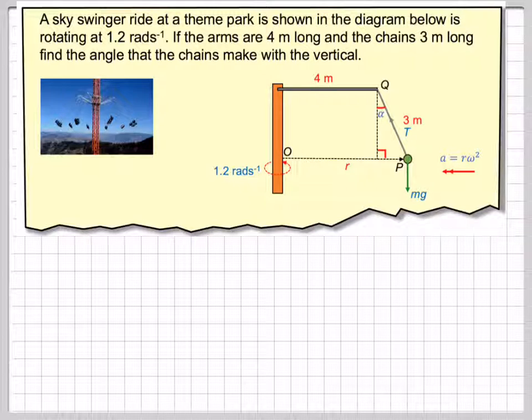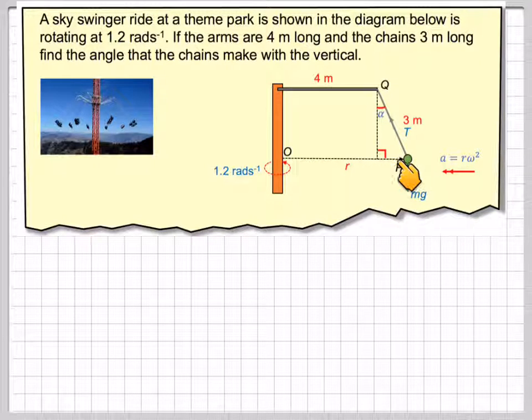So here we have the central pole. We've got a ride like this, and we have an arm here which is 4 meters long and the chain which is 3 meters long here. So this distance here is 4 and this chain here will be 3 meters long. Here we have the person riding. So the radius of the circular motion will be all of this distance here.